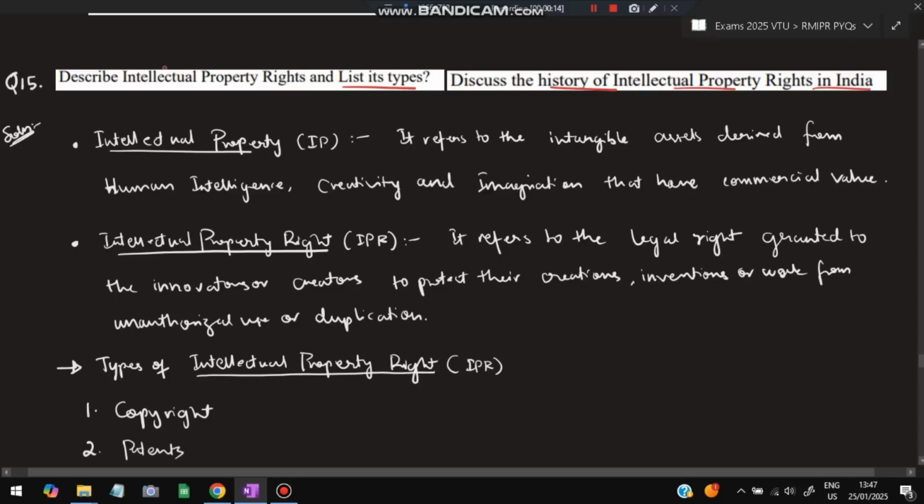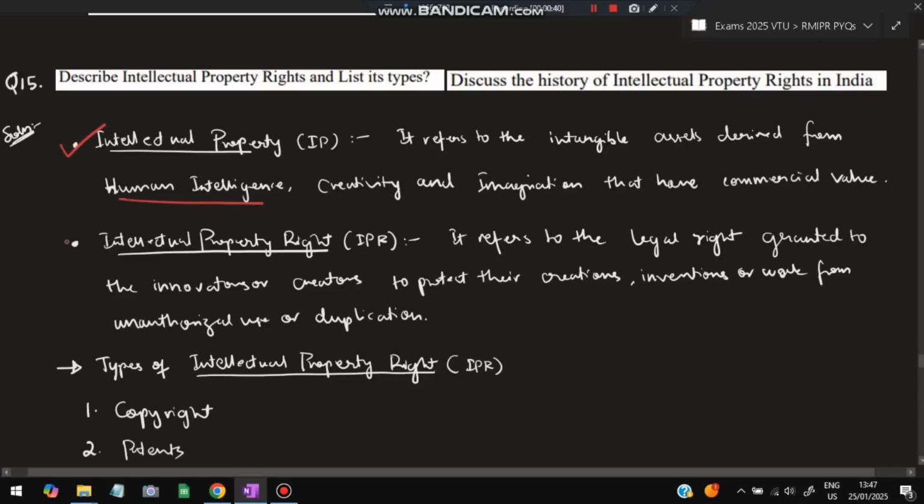The first thing you need to understand is what is intellectual property. Intellectual property refers to intangible assets. Intangible means which we cannot touch. Derived from human intelligence, creativity, and imagination that have a commercial value. For example, it can be some artwork or literature, innovations, and symbols. Those things come from human intelligence, right? Those things are called intellectual property.